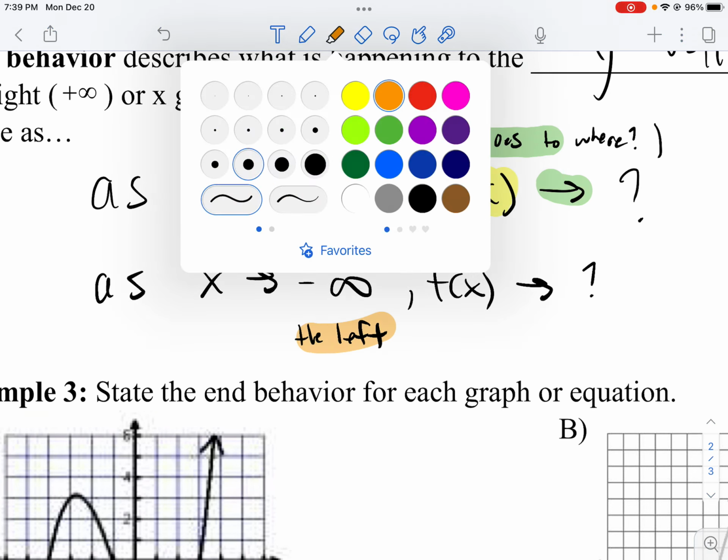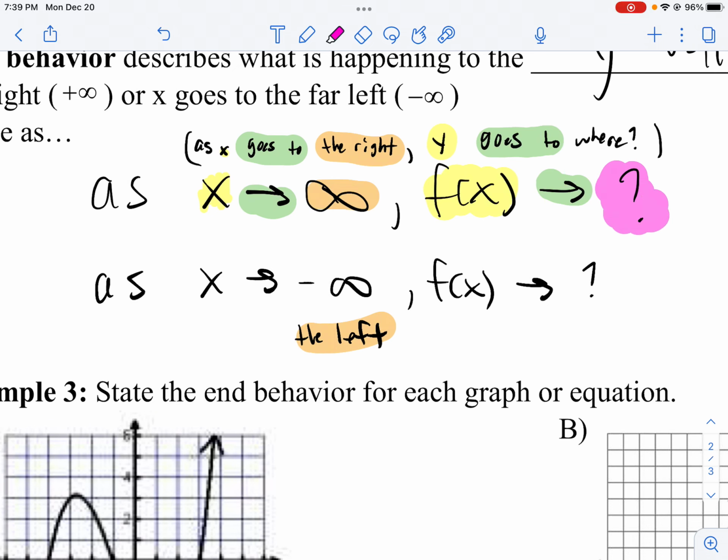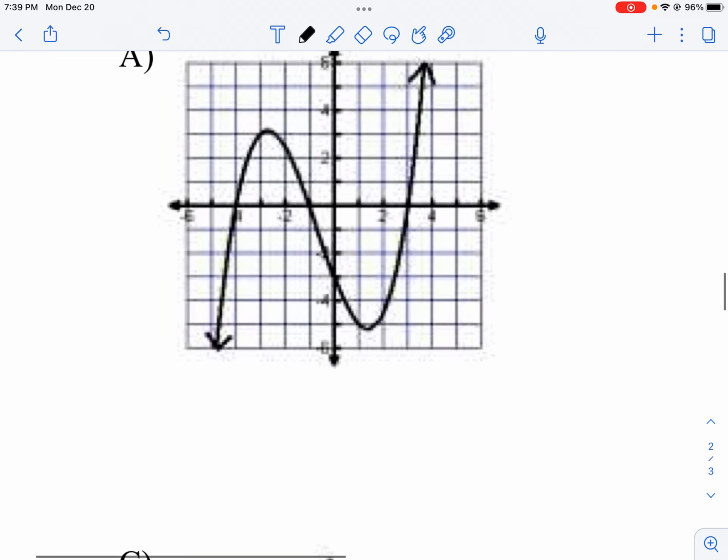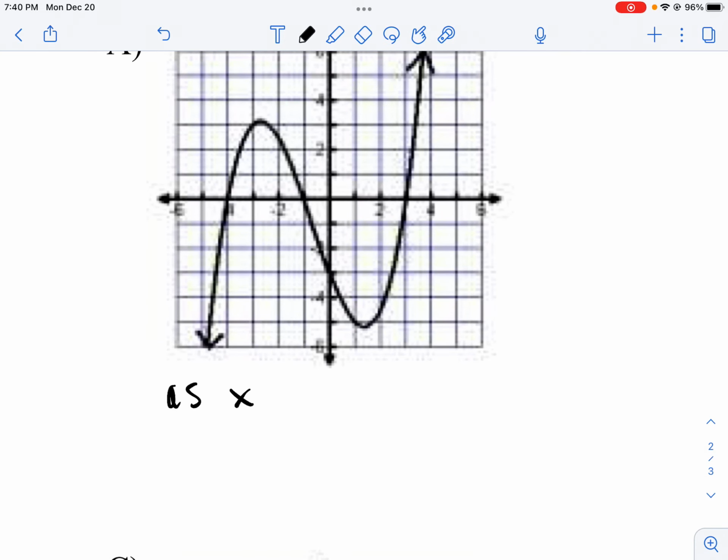Now, the part that you need to find out is the question mark. That's all you have to do for end behavior, figure out what goes in the question mark. So example 3, state the end behavior for each graph or equation. For this one it'd be as x goes to, let's do the left, meaning negative infinity, as we go to the left, then our f of x, our y, will go to where?